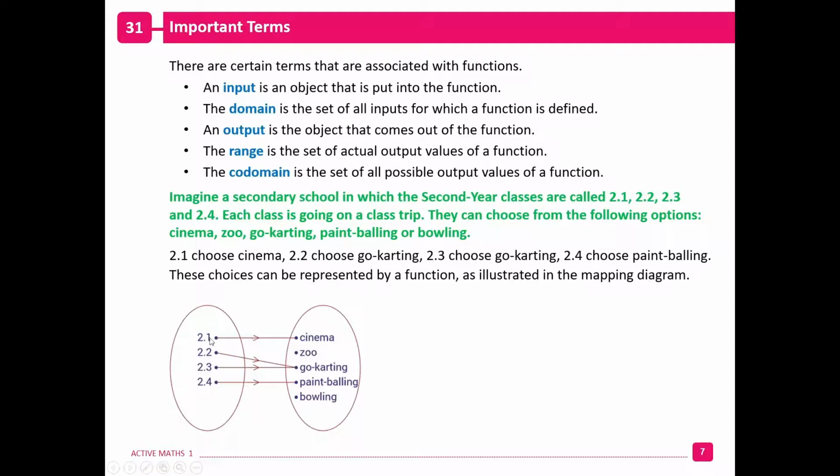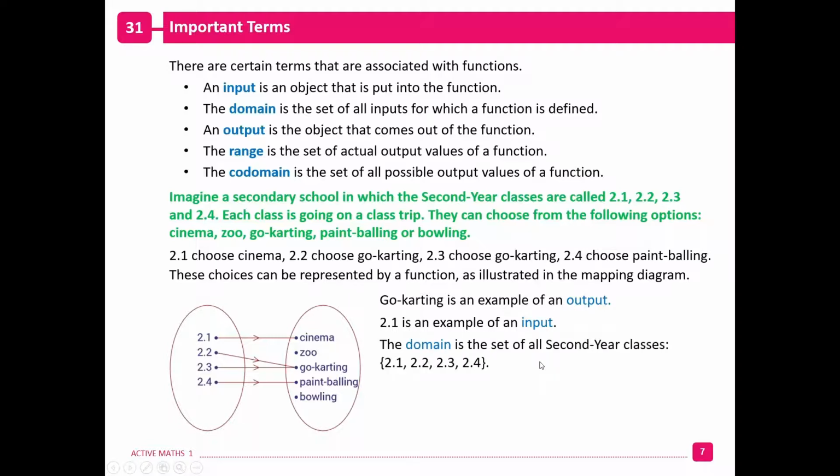And we know that this is a function because we are allowed to go from many to 1. These 2 class groups chose the same trip, and that is okay. It's considered suitable for a function. We know that 1 input can't go to 2 outputs, but 2 inputs can have the same output. So go-karting is an example of an output. 2-1 is an example of an input.